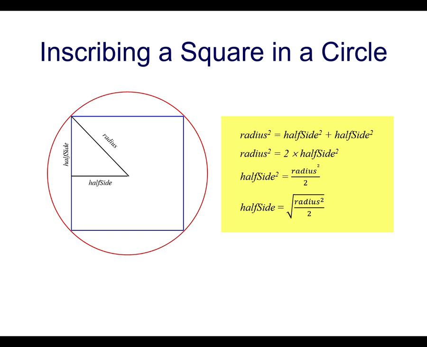We begin using the Pythagorean theorem to show the relationship between half the length of the inscribed square and the radius of the circle. Then in several steps of algebraic transformations, we solve for the length of the half side.